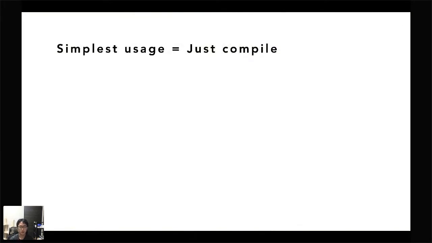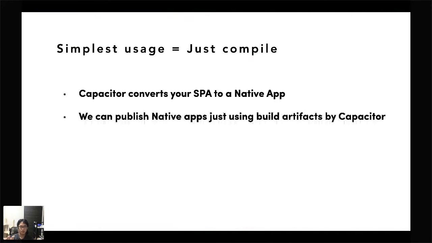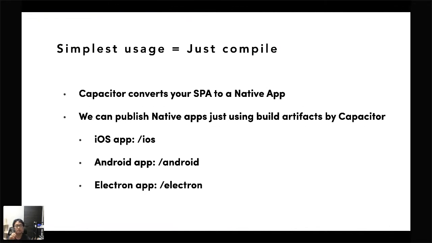So Capacitor helps in many ways to create a native application, but the simplest use is just compiling. Capacitor converts your single page application to a native application. And we can publish the created artifact as a native application. If we want to publish an iOS application, we can take the iOS directory, open the Xcode project, and publish your iOS application from Xcode. And if you want to publish an Android application, take the Android directory, open Android Studio, and publish the Android application. And if you want to publish a desktop application, check the Electron directory and use the Electron CLI to publish your native applications.